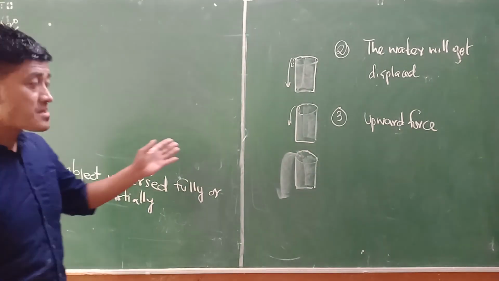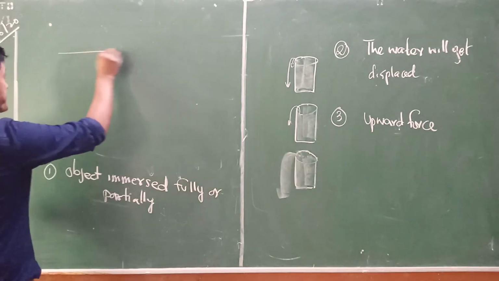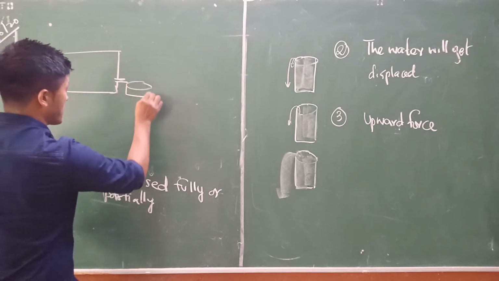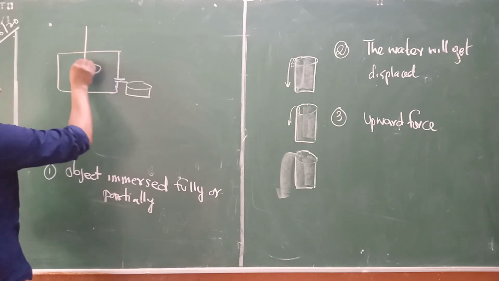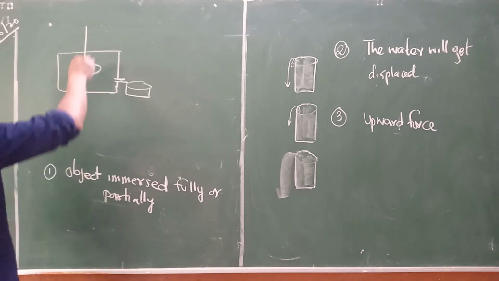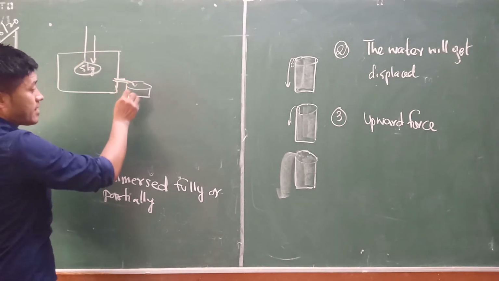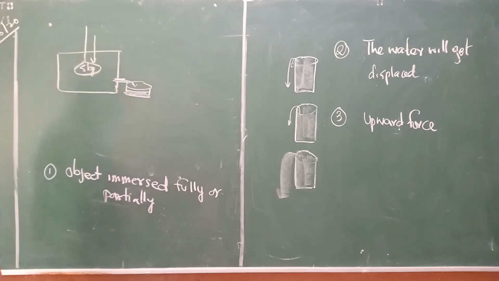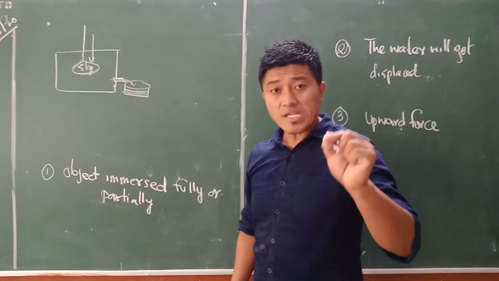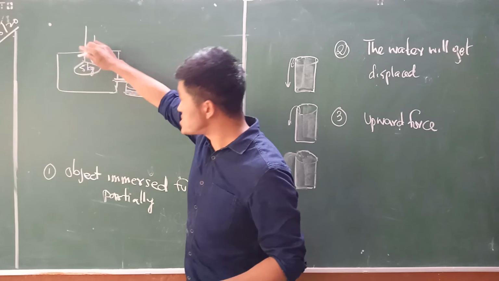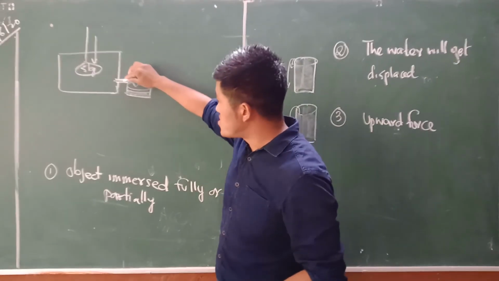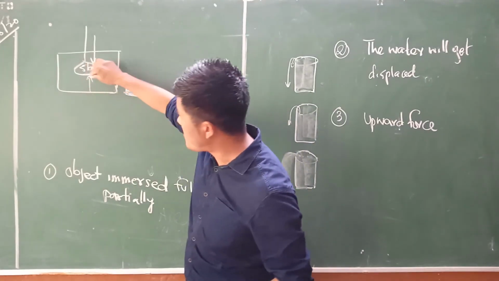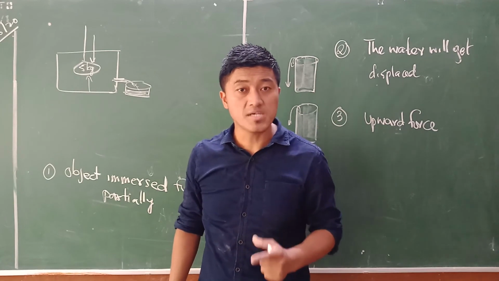So according to Archimedes' principle, let's say I put a 5 kg stone in the water. I will see some water coming outside, and maybe the water level could be somewhere in this region. Now, according to Archimedes, when an object is immersed fully or partially in water, the water gets displaced, and the weight of the displaced water is equal to the upward force applied. This is what we call Archimedes' principle.